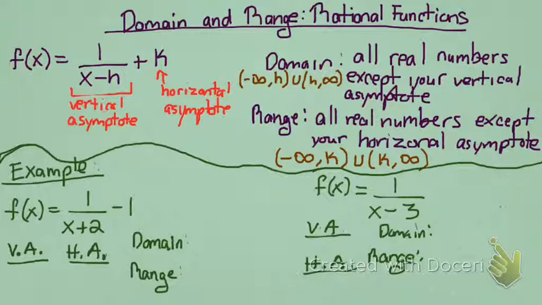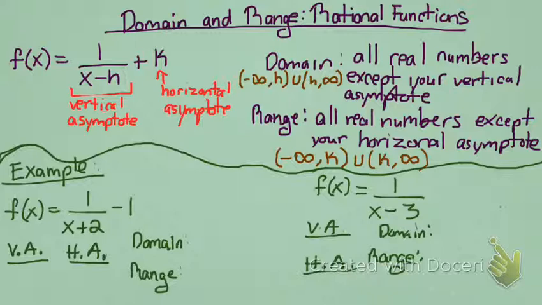It's important to know those because your domain will be all real numbers except for whatever your vertical asymptote is, and your range will be all real numbers except for where your horizontal asymptote will be. And I wrote the interval notation in brown because that's how I write out my domain and range. All right, look at the first example.